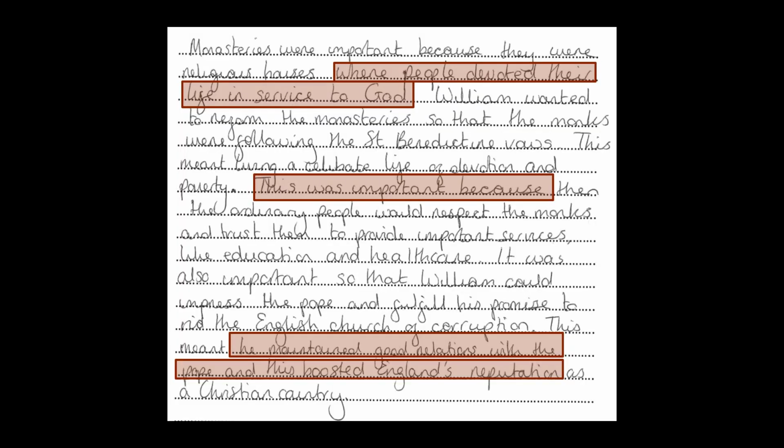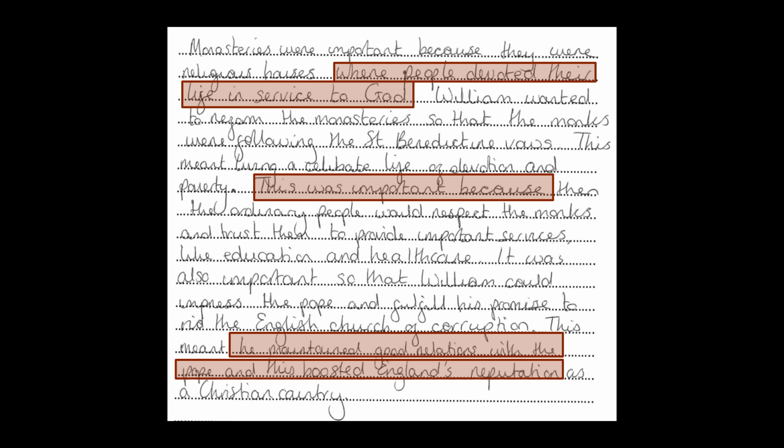Let's now examine the first paragraph of my model answer. It reads, monasteries were important because they were religious houses where people devoted their life in service to God. William wanted to reform the monasteries so that the monks were following the Saint Benedictine vows. This meant living a celibate life of devotion and poverty.